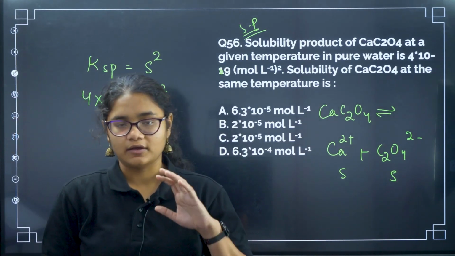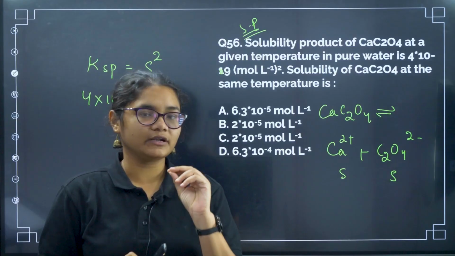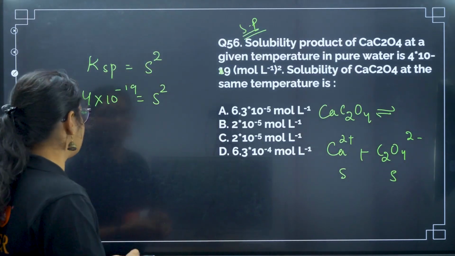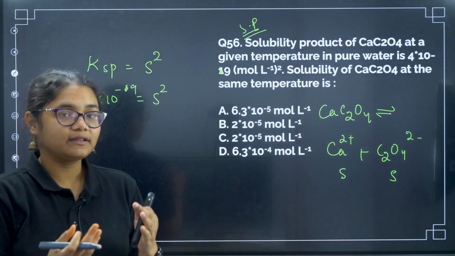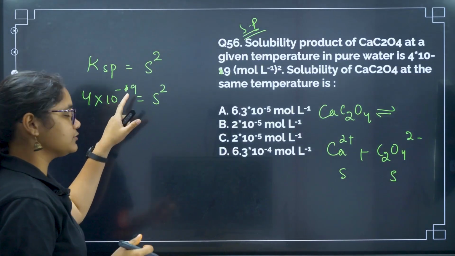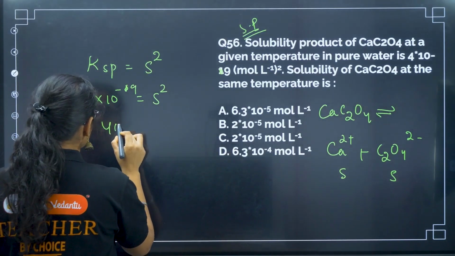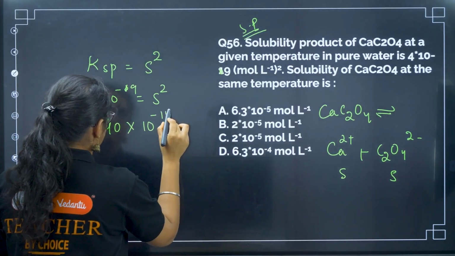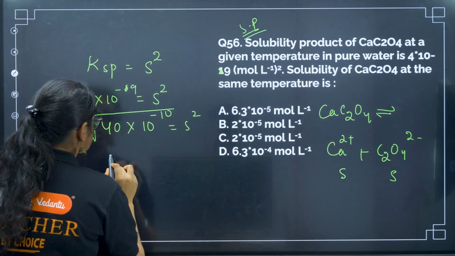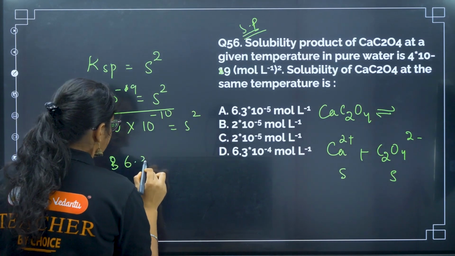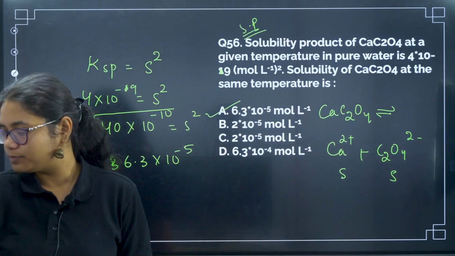Now many of you, yesterday when I was discussing the answer key, have written 4 root over as 2. But you have to check that this is 10 to the power of minus 9. So you should write it in such a way that its square root can be taken. So I can write it as 40 into 10 to the power of minus 10 is equal to S square. Now if I take the root, this will be somewhere around 6.3 into 10 to the power of minus 5. The correct answer for this question will be option number A.